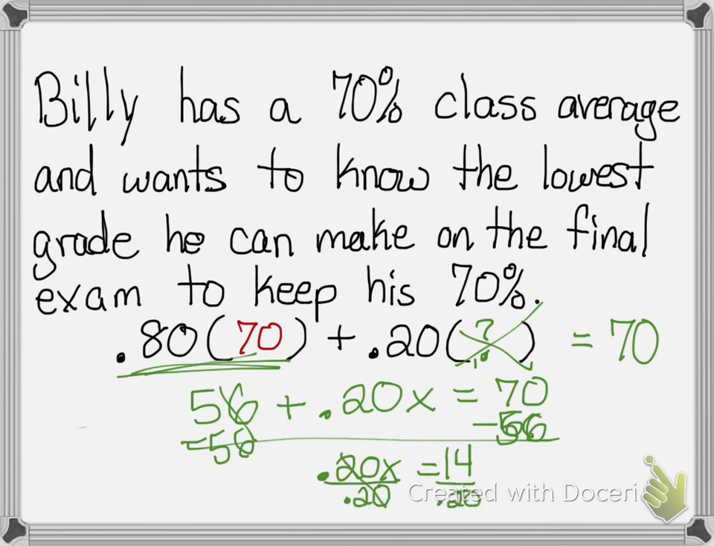So then that will give me 70. What this means is that he cannot make lower than a 70 on the final exam or his midterm in order to keep his 70 average. Now remember, this number right here can change based on whatever grade you want to end up with. And that's it.